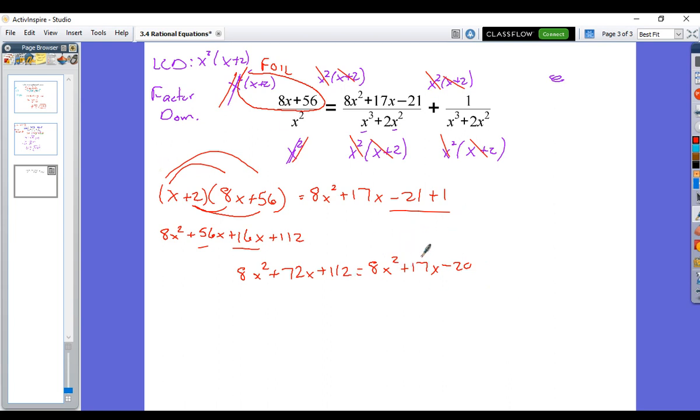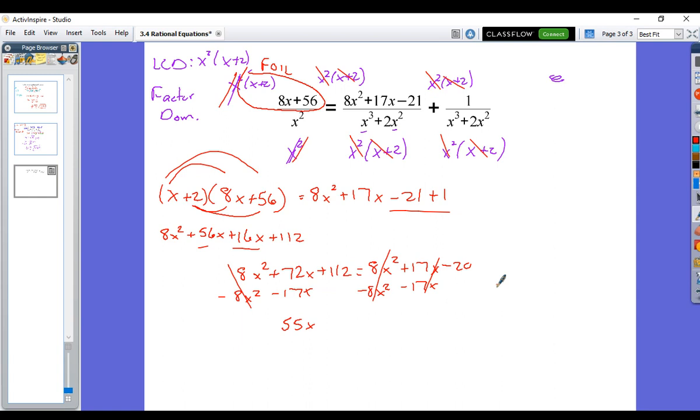Now let's go ahead and get all the x's. Let's take all these x's and move them to this side, and then we'll take this number that way. So I'm going to subtract 8x squared from both sides, so they cancel each other out, and subtract 17x from both sides. In doing so, we get 72x minus 17x, which is 55x.